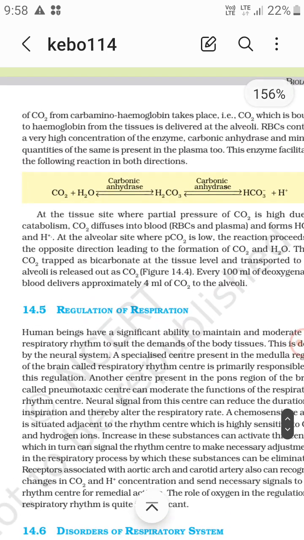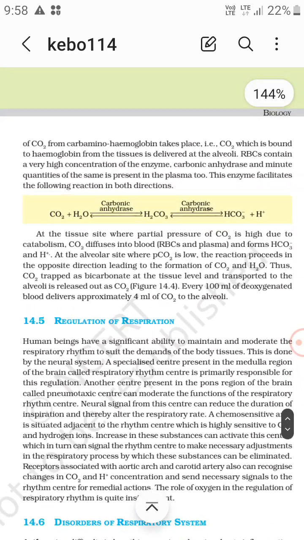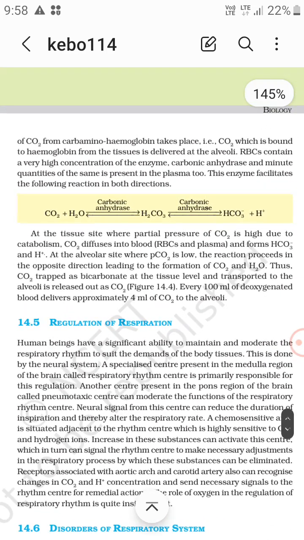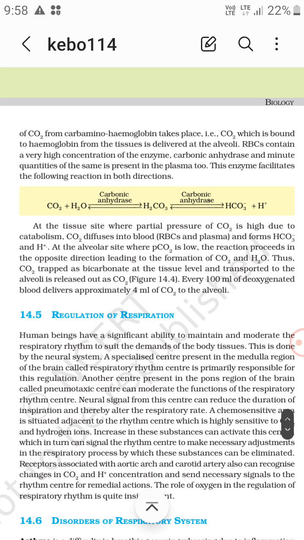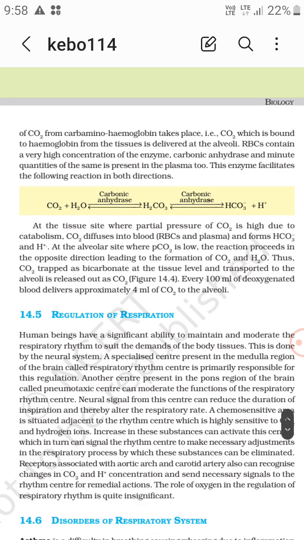So at the tissue site, where the partial pressure of CO2 is high due to catabolism, CO2 diffuses into the blood. Blood means it has the RBCs and plasma. So CO2 diffuses into the blood, maybe into the RBCs or plasma in dissolved state. In RBCs it can form carbaminohemoglobin or bicarbonate, and so the majority forms bicarbonate and H plus ions.